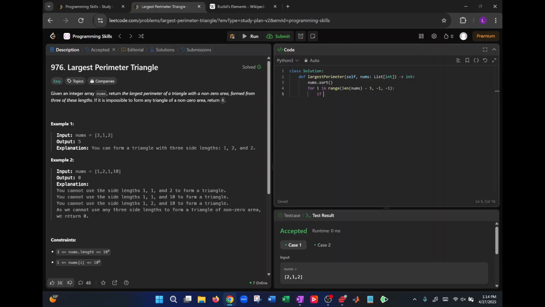And then we just need to check if the triangle condition is satisfied. So if the value at index i plus the value at i plus 1 is greater than, oh, I should spell this right so that I don't get errors, is greater than nums[i + 2], then this is the triangle with the greatest perimeter. So we return the sum of the three.